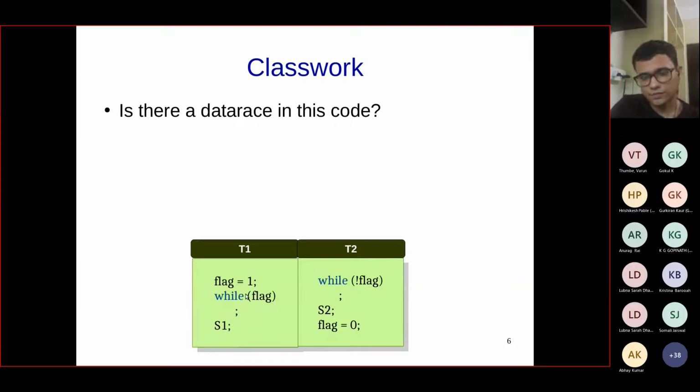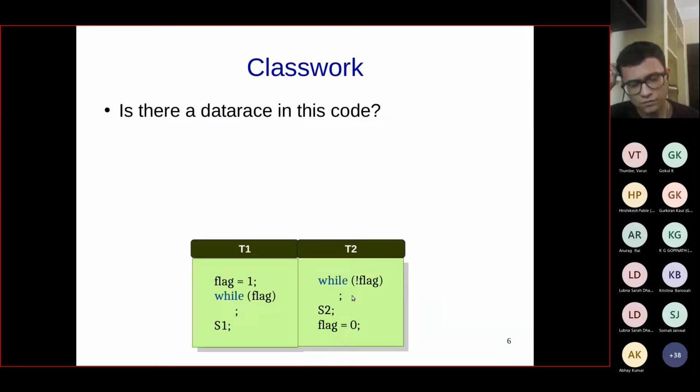How can it occur? When flag is set to 0 and let's say it goes ahead into S2, and at the same time, after that, T1 sets the value to 1 and then goes ahead with the while loop and then reaches S1.